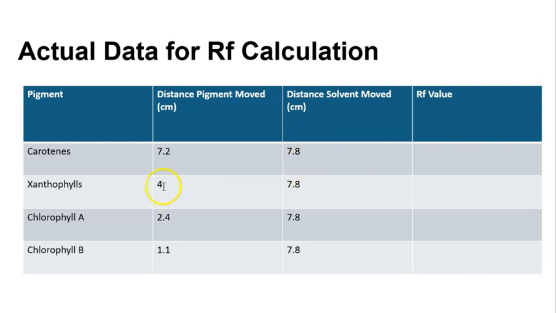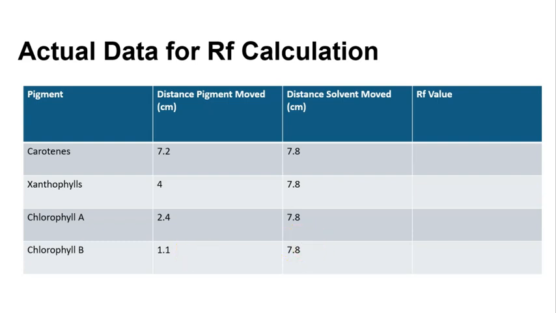For xanthophylls, you would take 4 centimeters divided by 7.8 centimeters, because that's the total distance that the solvent moved, and that would give you the RF value for xanthophylls. Same for chlorophyll A, take 2.4 centimeters that the chlorophyll A moved, divided by the total distance that the solvent moved, which is 7.8 centimeters. That'll give you the RF value for that. And then chlorophyll B, you'll take the 1.1 centimeters that the chlorophyll B pigment moved and divide it by the total distance that the solvent moved, which was 7.8.